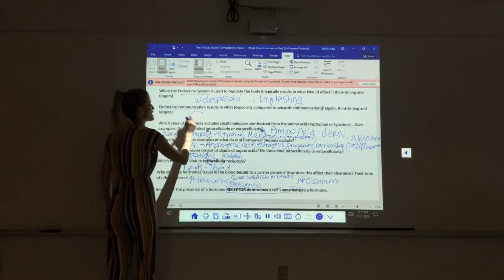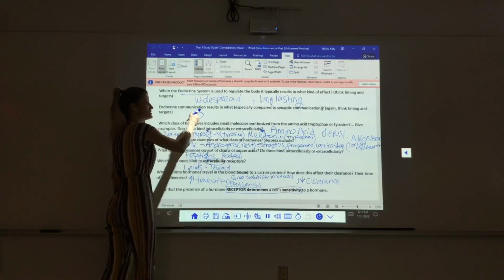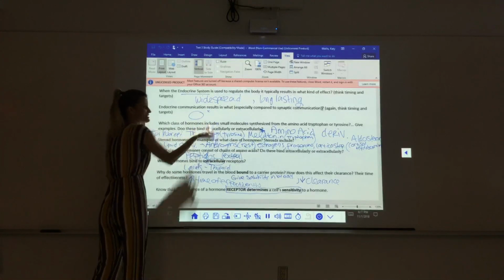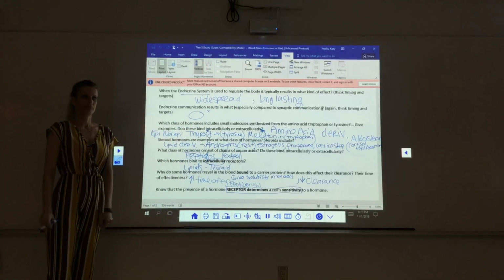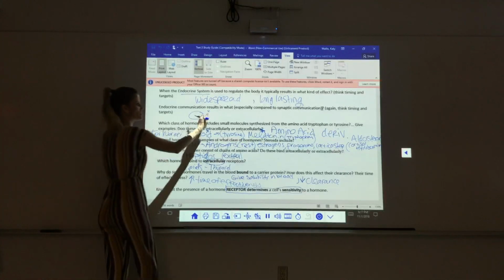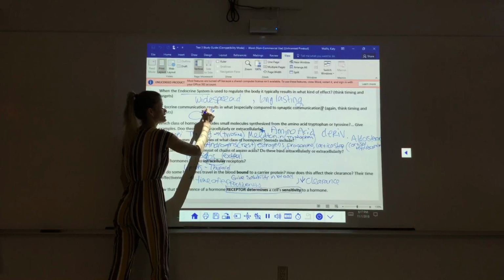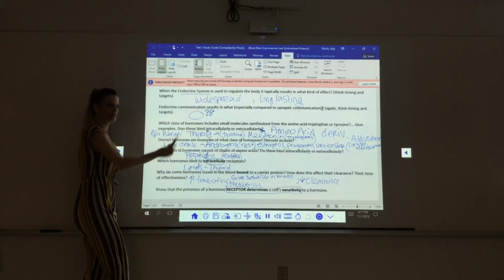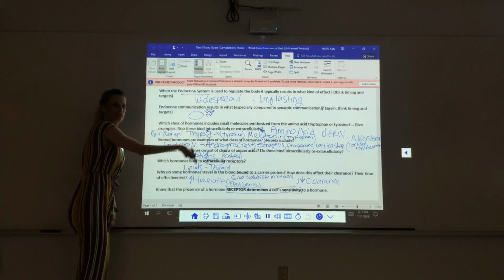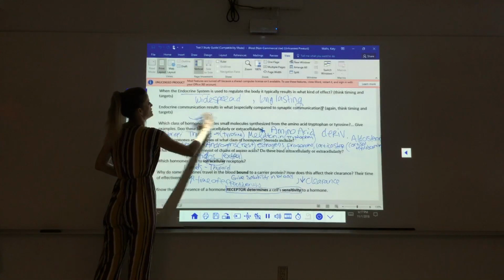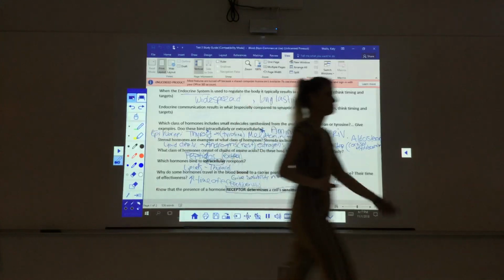What I mean by that is if I have a cell here, if that cell does not have any receptors for hormone X, it doesn't matter, it's not sensitive to hormone X. It doesn't matter if I have a really big concentration of hormone X, it's simply not sensitive to it because it does not have receptors. Okay, it's the receptor that determines sensitivity to a hormone.